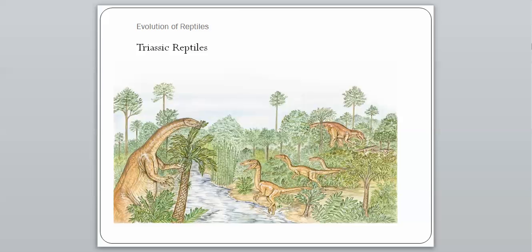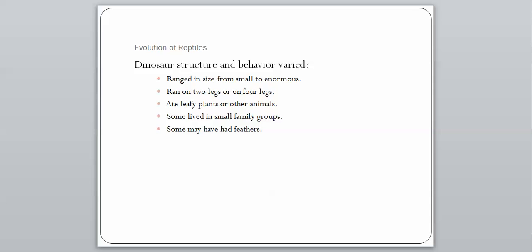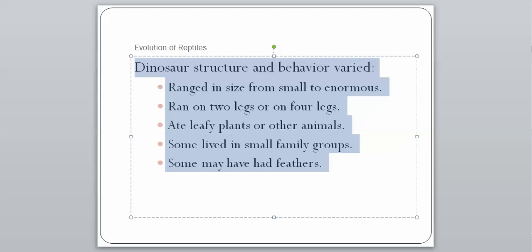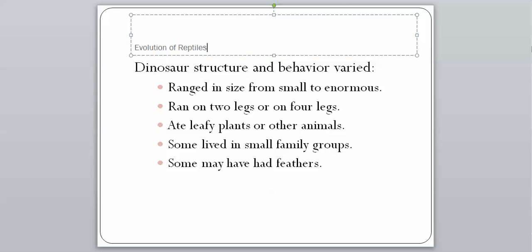This is what some of the reptiles would look like, what we call dinosaurs today. Dinosaur structure and behavior varied. There was a huge variety of them, and none of them were really the same. They ranged in size from very small, with some dinosaurs the size of a chicken, to some that were absolutely enormous, weighing multiple tons. They either ran on two legs, which we call bipedal, or on four legs, which we call quadruped.